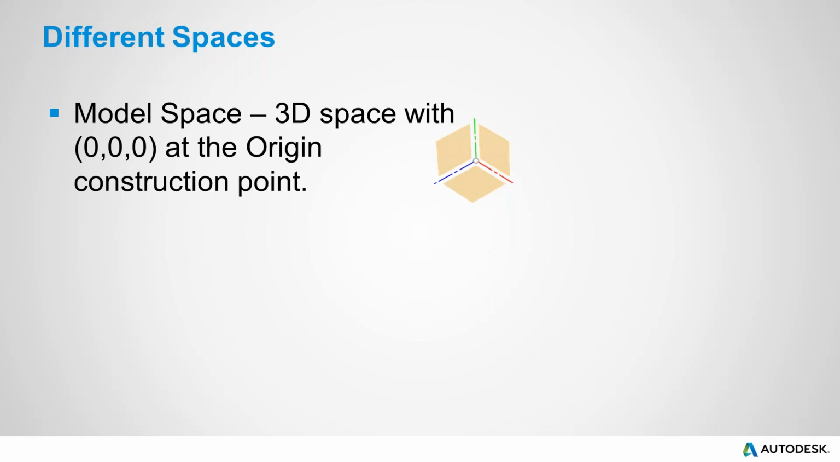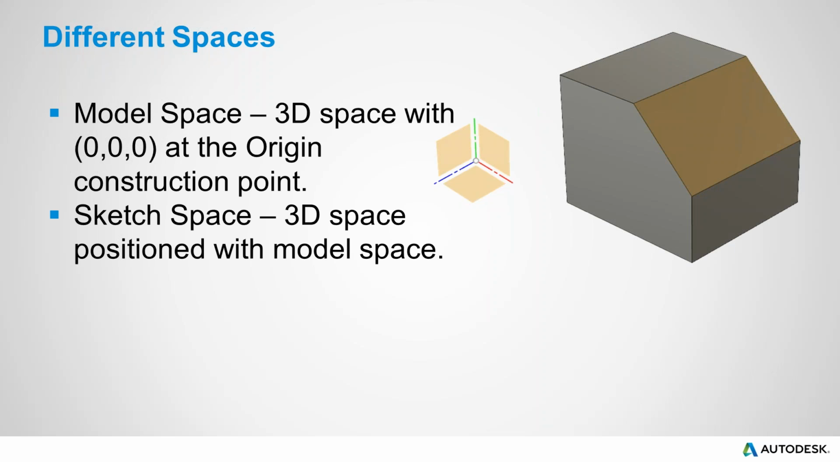So that's model space. And then there's sketch space. If I have this block and I pick that kind of brown face that you see there that I want to create a sketch on, then Fusion creates this new sketch, and a sketch is 3D space reoriented within model space. So it's not the same as model space. It is 3D, but it's this 3D space oriented in model space. So when I create the sketch on that face, then this is what I see.